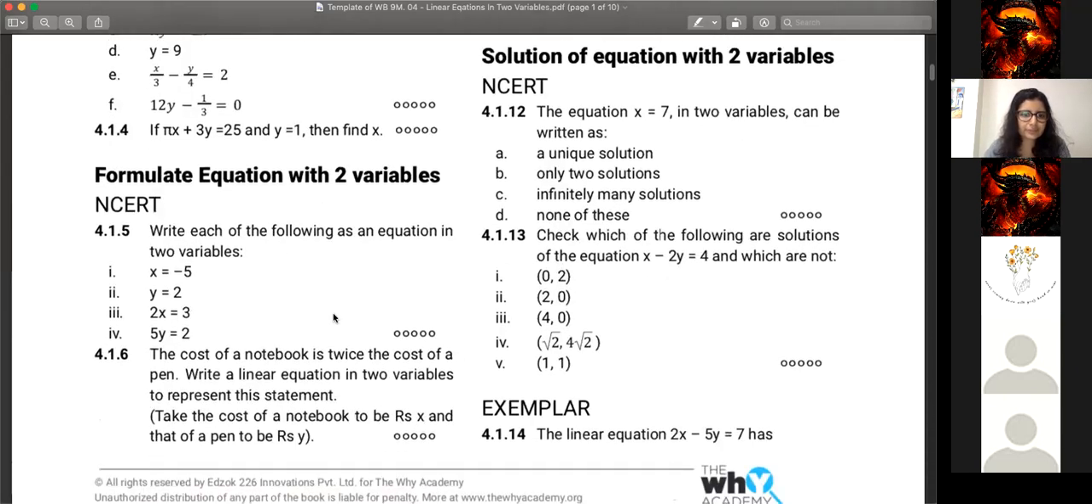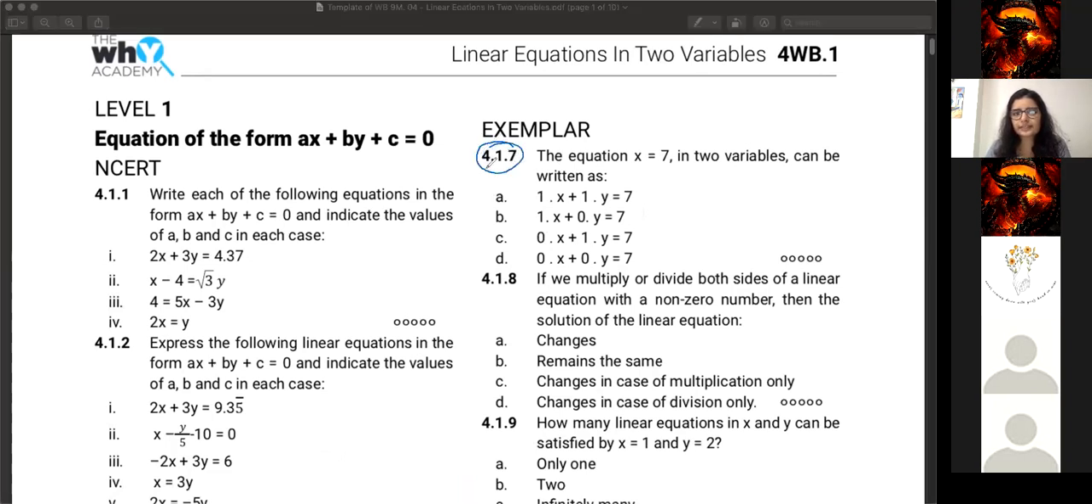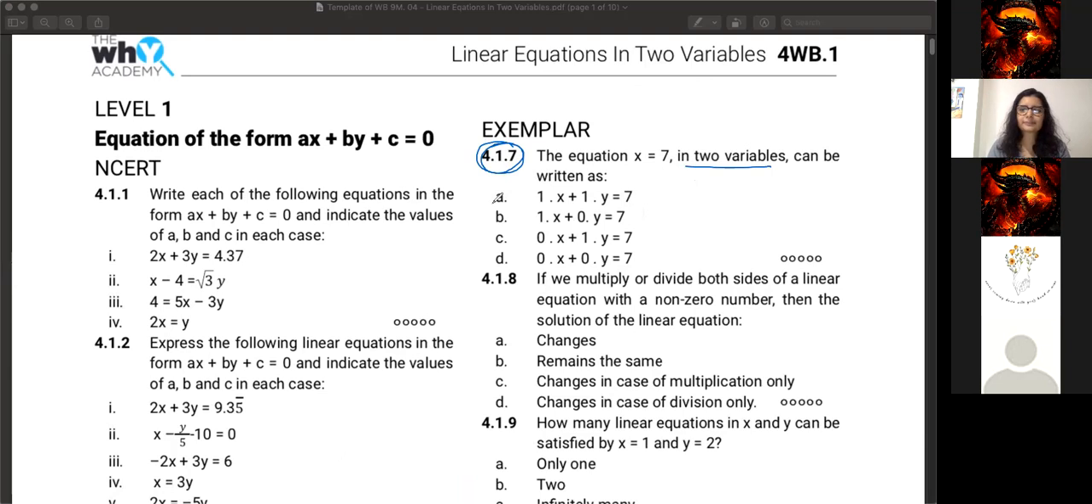So yeah, it's the same thing in level 1. Look at 4.1.7. Let's say you have the equation x equal to 7. If you have to write it as a linear equation in two variables, what would be the correct way to write it? So send your answer. So you just have x equal to 7. But if you have to write it as a linear equation in two variables, you need to write it in this format. So when you write the same equation in this format, how can you write it?